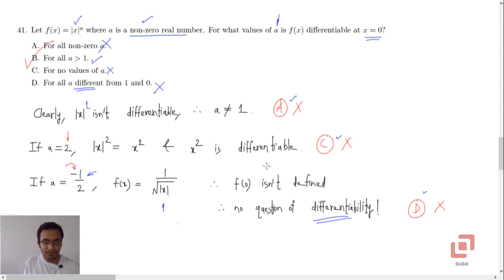So a very simple question, which of course you can solve by being smart, by eliminating the options. So question 41 is B.